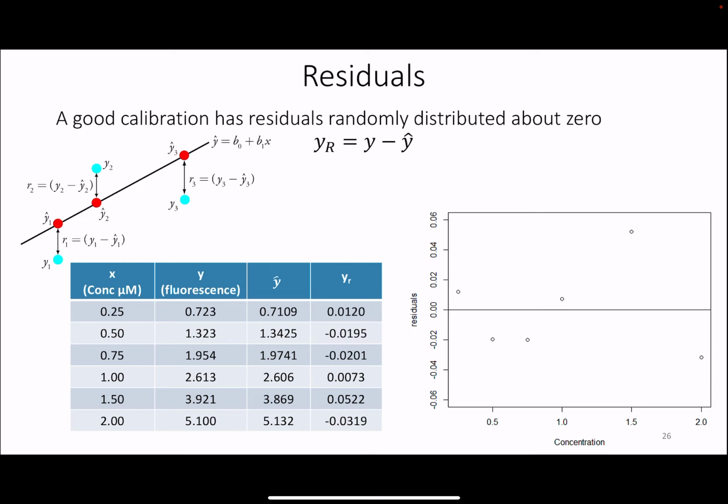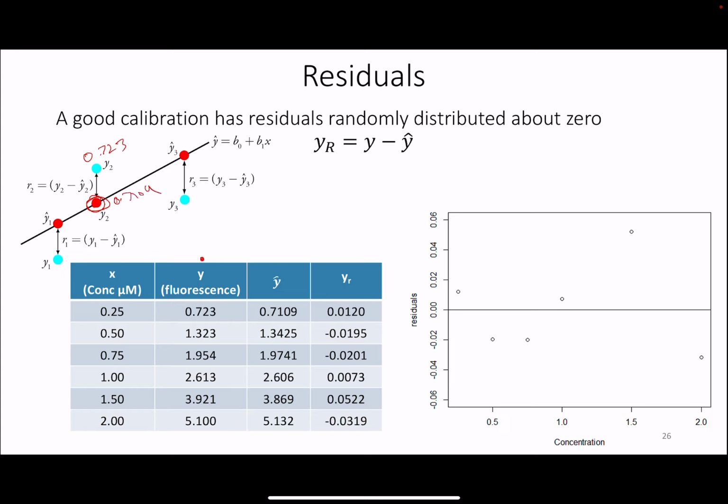So instead of using your measured fluorescence value, which is this column, you can say, given the concentration and the slope and intercept I just calculated, what should the y value be if this data point fell completely on the line? For example, if this measured value was 0.723, you would plug the 0.25 micromolar into your line, and you would calculate that it should be 0.7109. That's this value if it were actually on the line.